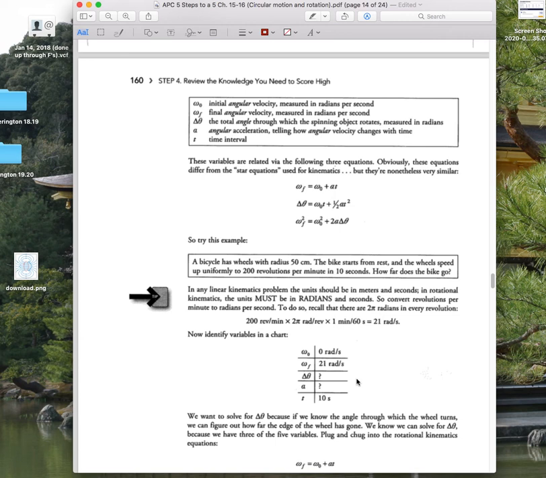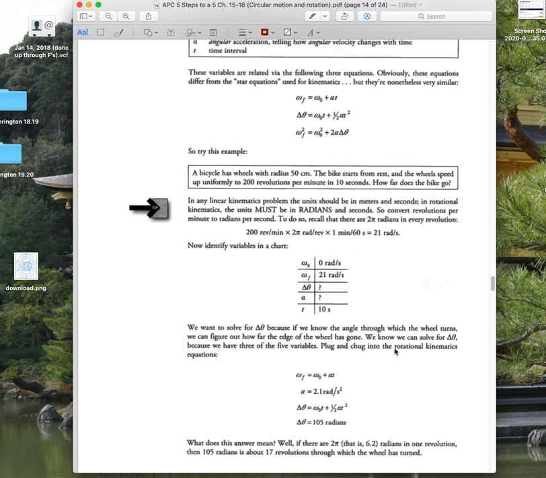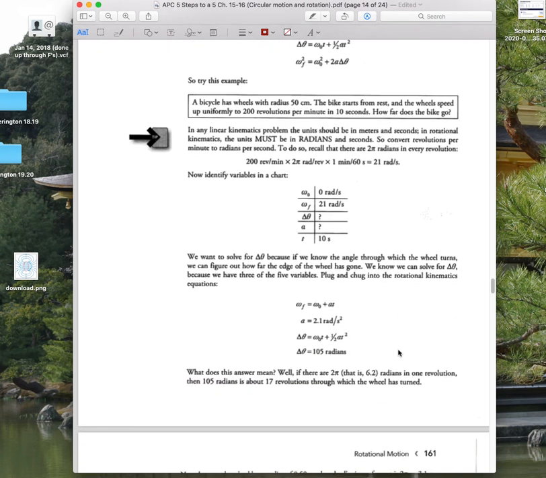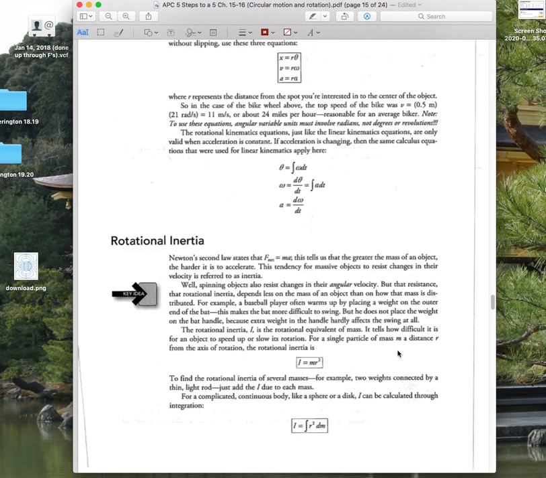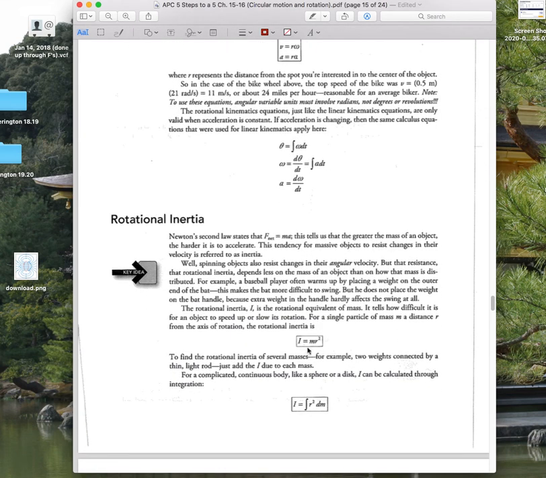You do want to understand conceptually that a radian is just part of a circle. It's like a degree or a piece of pie or something like that. It is just a part of a circle. This part's really important. The rotational inertia of an object is its equivalent to mass. It depends on how much mass the object has, it depends on the shape of the object, and it depends on the radius of the object.